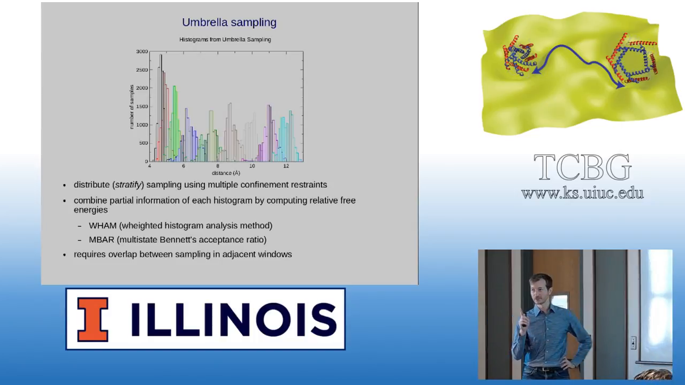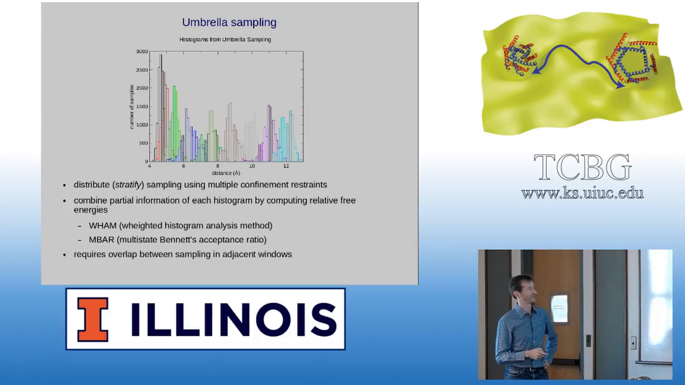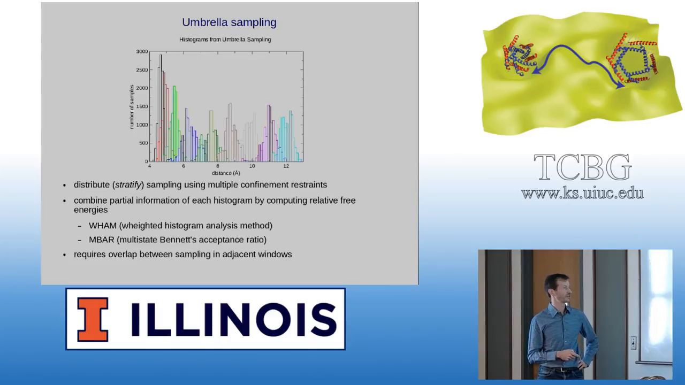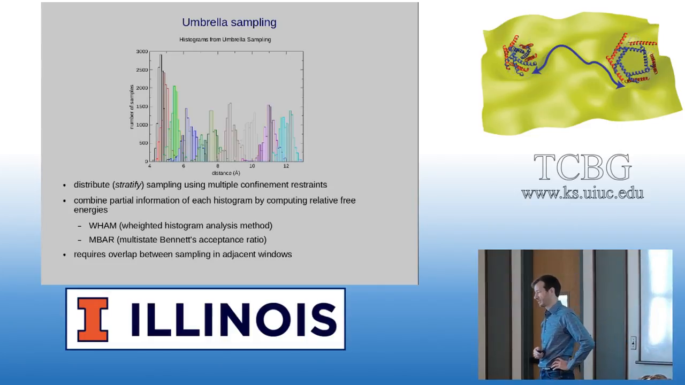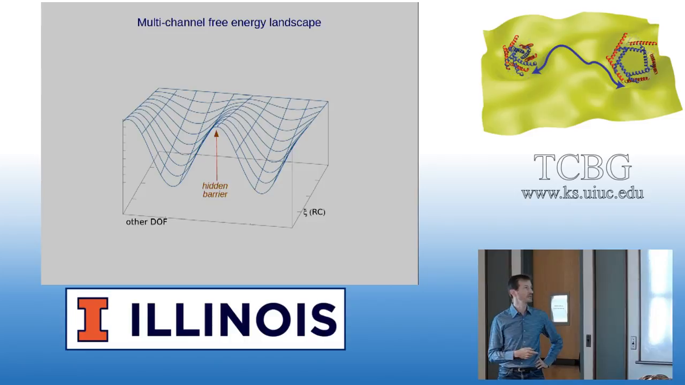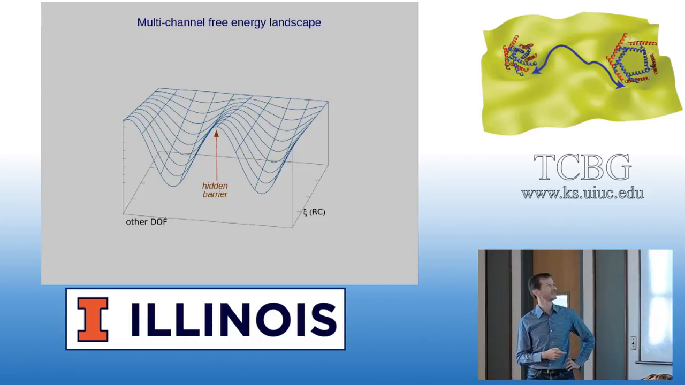Anyone who finds a typo before I do wins something. I don't know why. And then another common option would be the multi-state Bennett's acceptance ratio, MBAR. And of course, connecting these windows together requires some overlap between the sampling edges and windows. All right. So this has the merit of simplicity, and of being a very old and well-known method. So there are reasons to be careful with that.